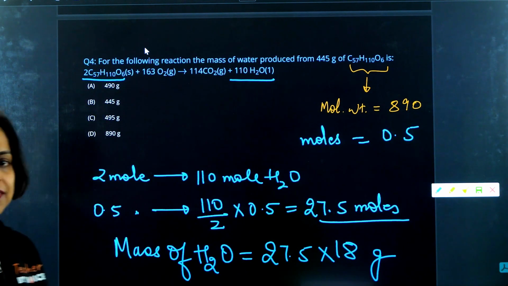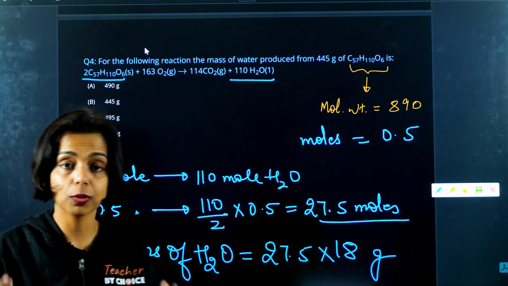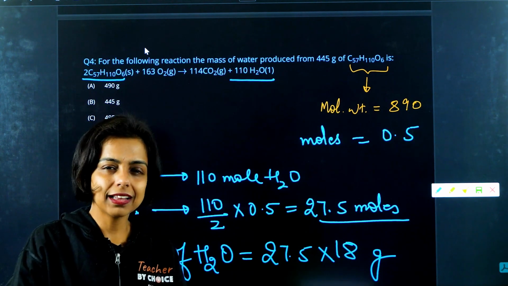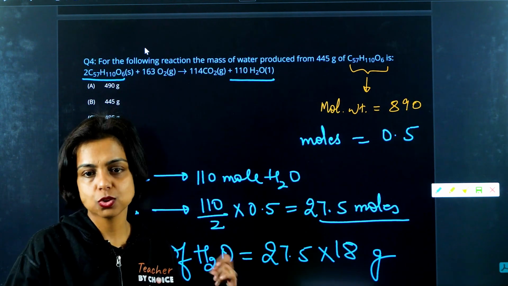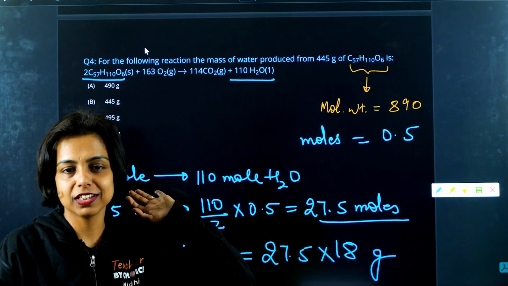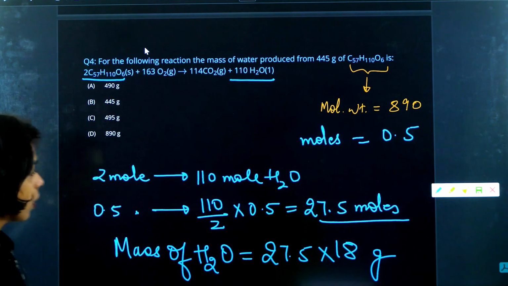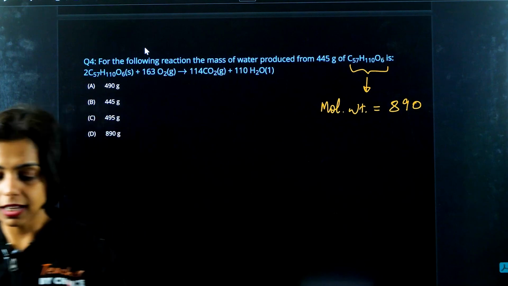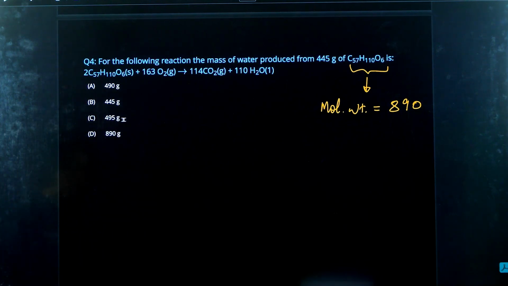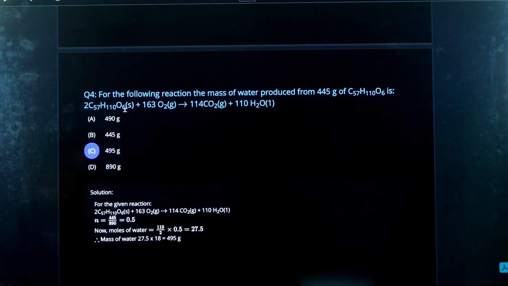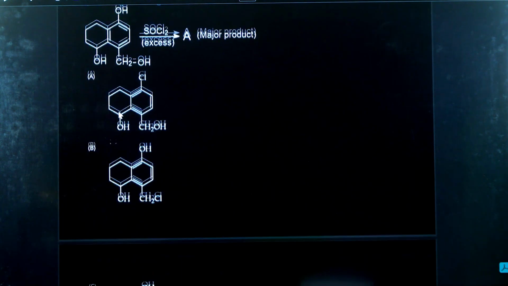Got it? Very simple stoichiometric coefficient based question, and the calculations are also pretty simple. You just need to calculate the molecular mass of the compound. Otherwise, everything seems very fine. I hope you got your answer. You mark the correct answer here, guys. So the answer to this question is, of course, C. Please check. I'm sure you chose the right option, right?